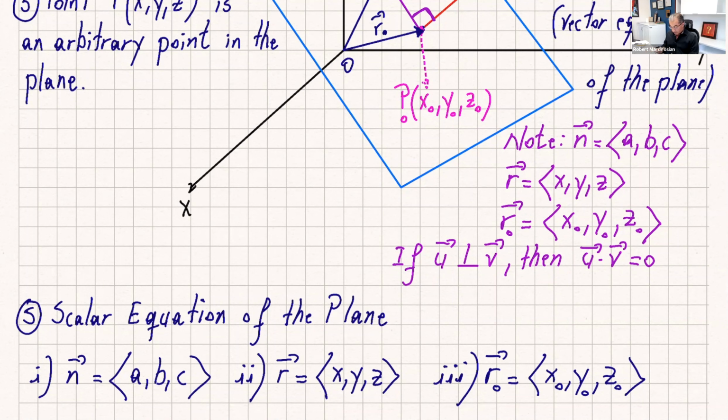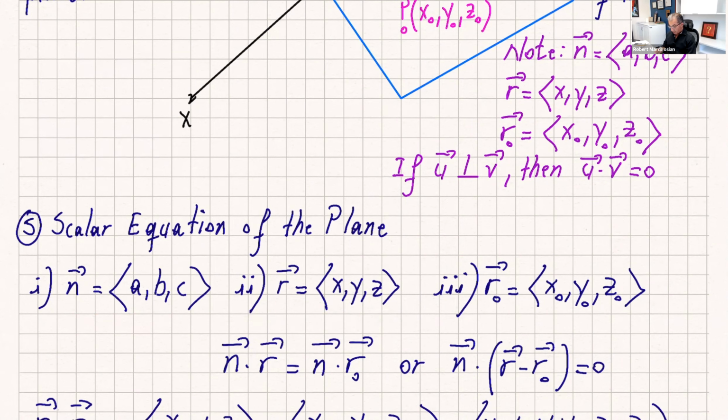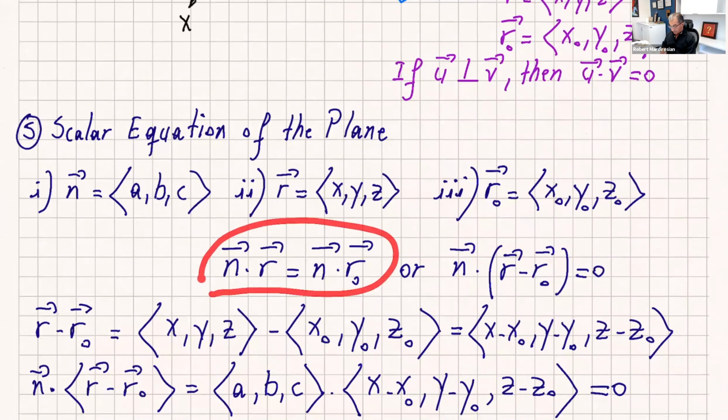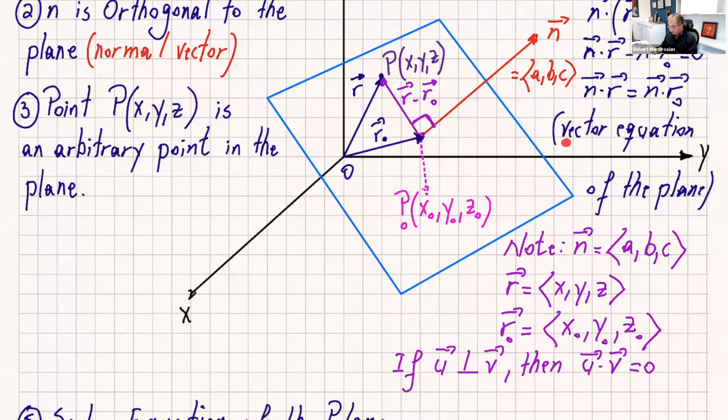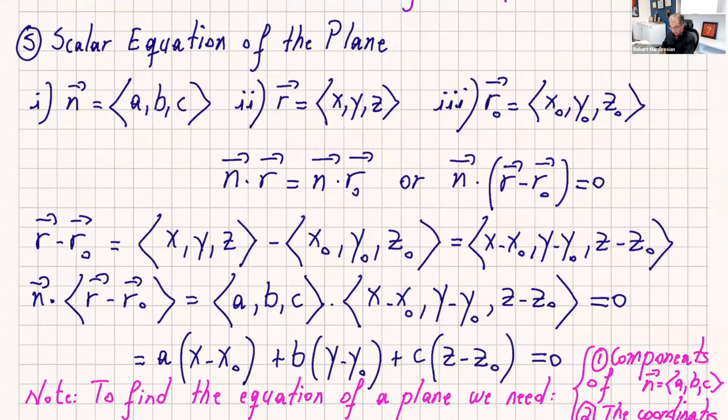Now if you want to find the scalar equation of the plane, I wrote that again. The components of n are A, B, C, the components of r are x, y, z, and the components of r naught are x0, y0, z0. We're going to apply that to the vector equation of the plane. So let's write that with the components.